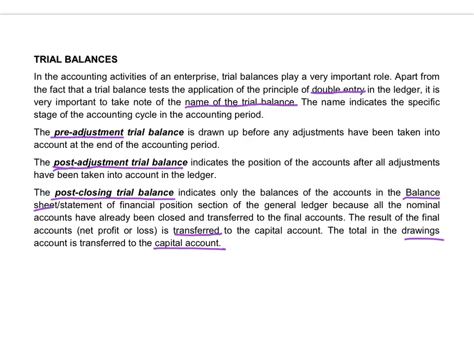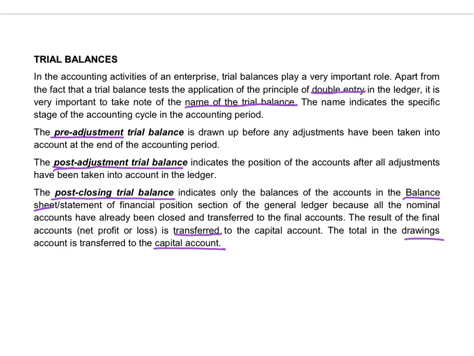So it's very important to pay attention to the name of the trial balances and know what each one of these names mean, because in a question or in a test, they can either give you the pre-adjustment trial balance or the post-adjustment trial balance, or even the post-closing trial balance. If they give you the post-adjustment trial balance, then it means all the adjustments were already completed.